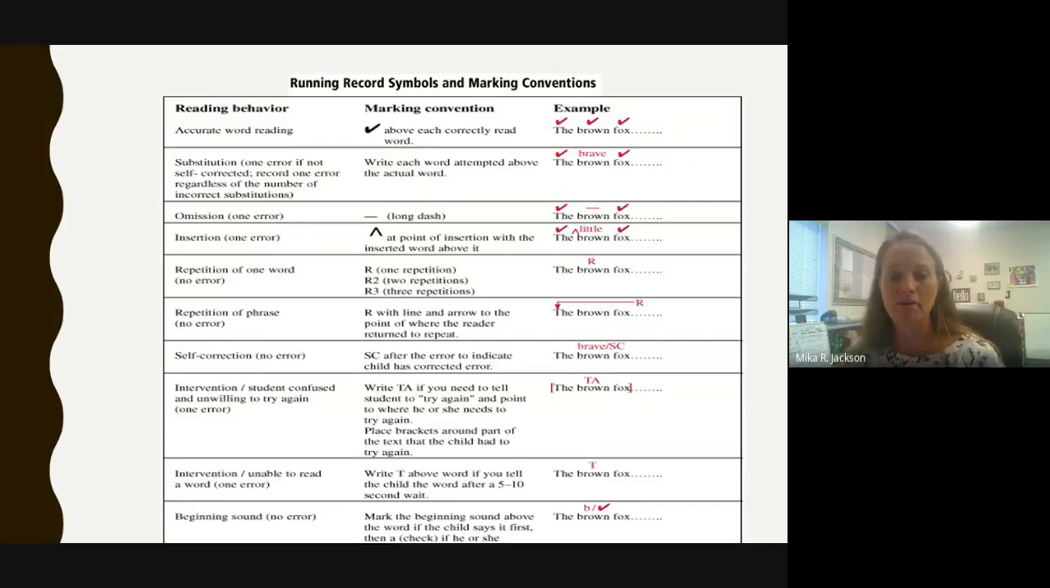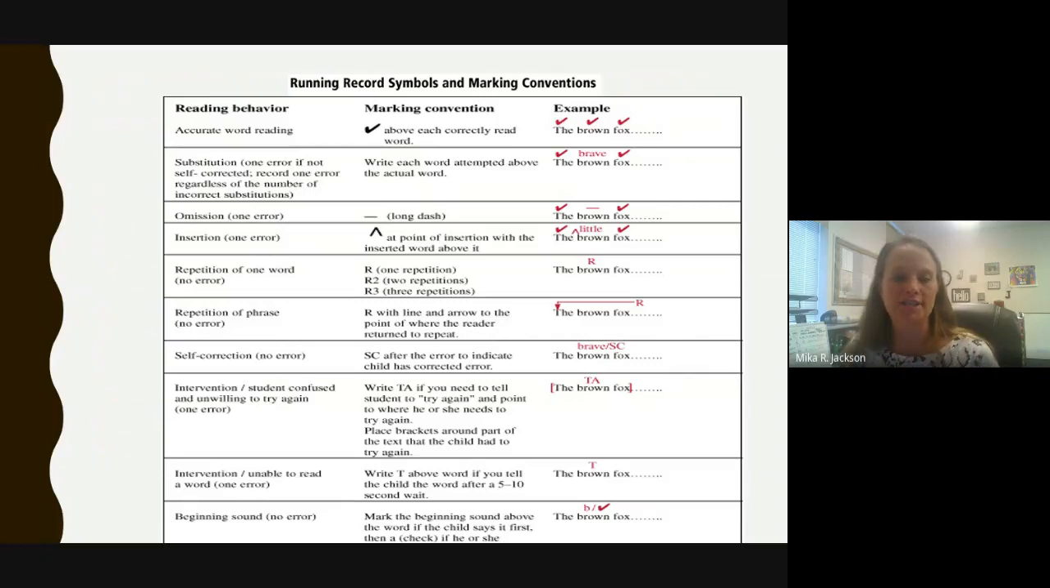I like to put a little line between those. Visually, it brings my eye to that correction. Omissions, there's that long dash. And so when the student leaves a word out completely, you want to go ahead and just mark a line over it so that shows you that nothing was said for that word.